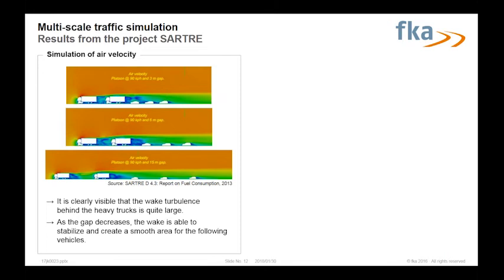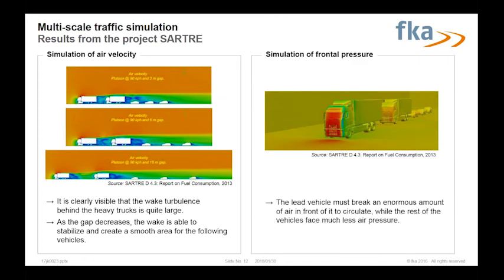This is of course a simulation result. We also have done test results on a test track, which I will show later, but this is quite good indeed in the beginning to really say, okay, to have a good efficiency for the overall system, we should maybe use gaps shorter than 50 meters. We can also simulate, for example, the frontal pressure. That was also done in Sartre, and here you can see for one example gap how the pressure difference is between the first and the second truck.